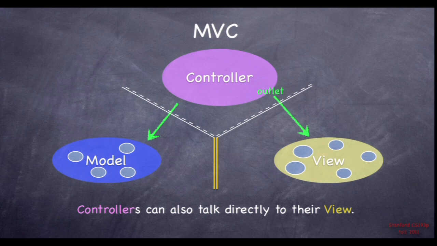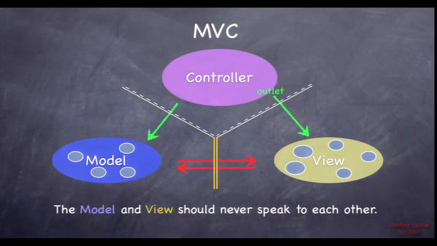Now, you see the word up there, outlet. Outlet is a term we use to describe a property in the controller that it uses to talk to its views. So we will create outlets from our controller objects to our views, and those outlets will be properties through which the controller will talk to its views. Okay? So I'm just introducing this phrase outlet right now.